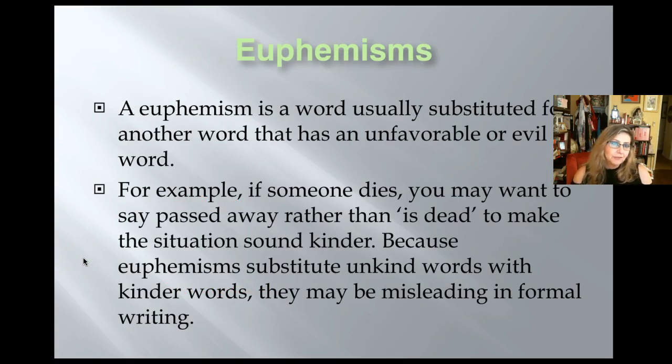Euphemism. A euphemism is a word usually substituted for another word that has an unfavorable or evil connotation. For example, if someone dies, you may want to say passed away rather than is dead to make the situation sound kinder. Because euphemisms substitute unkind words with kinder words, they may be misleading in formal writing. So you want to be really careful. Now, if you go to a funeral, you don't want to say, well, I'm sorry your father is dead. You would say, I'm really sorry that your father passed away.